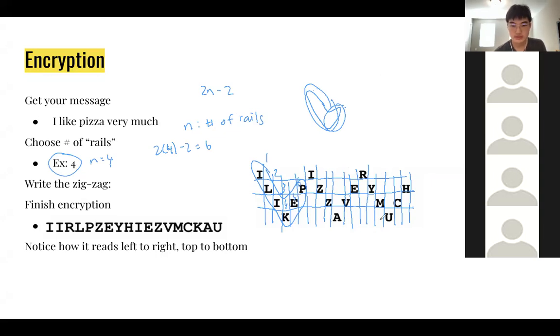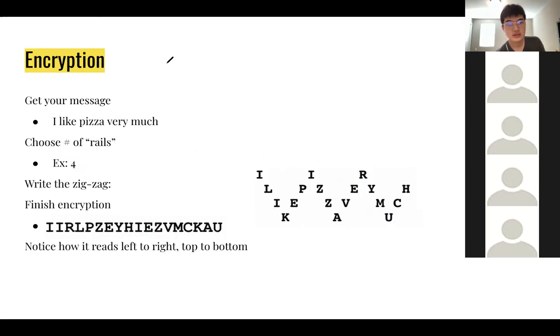And then once you have this table set up, how you finish the job and write your ciphertext is you just look left to right, top to bottom. So here you can see this is my final product of encryption. And how I get that is I just read from left to right. So I, R, and then there's no letters left in this row. So you just go to the next row. L, P, Z, E, Y, H, next row. I, E, Z, V, M, C, next row. K, A, U. Yeah, so that's how you do encryption.